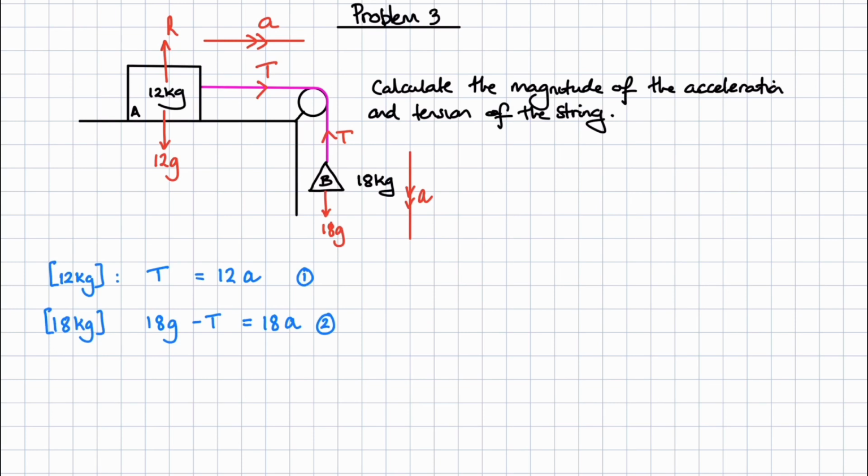So we've got two equations with two unknowns. We're now ready to solve them so that we can determine the magnitude of a and the magnitude of T. In a similar format to what we've covered previously, we're going to add these two equations together. When we add these two equations together, the T and the minus T cancel. So we're left with 18g.